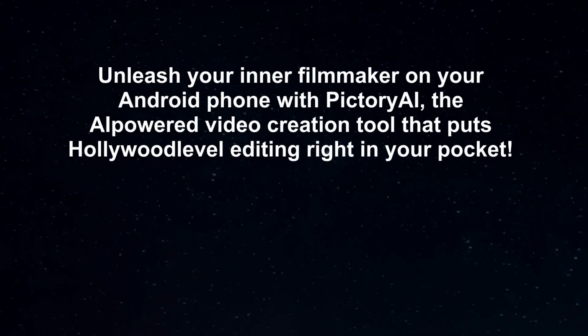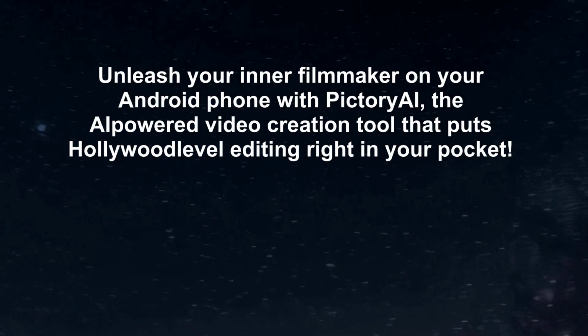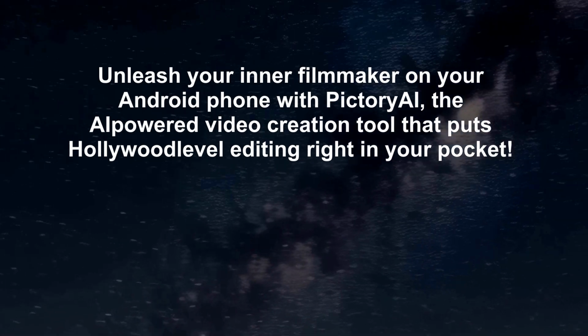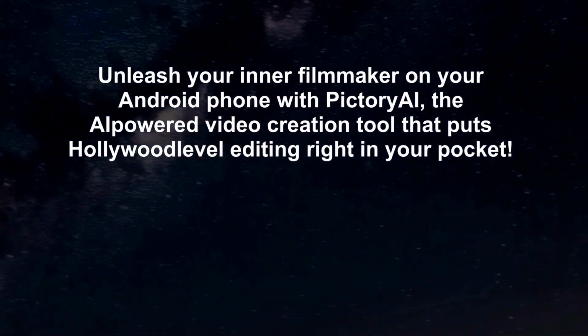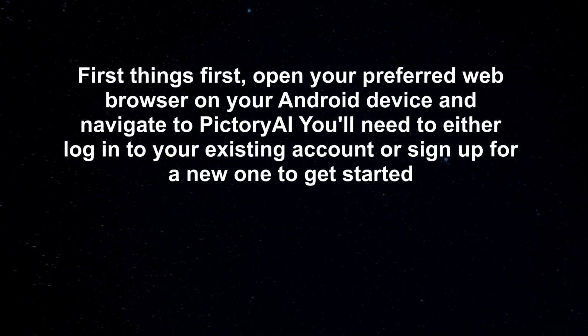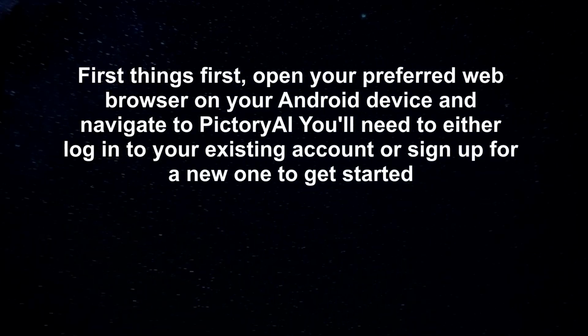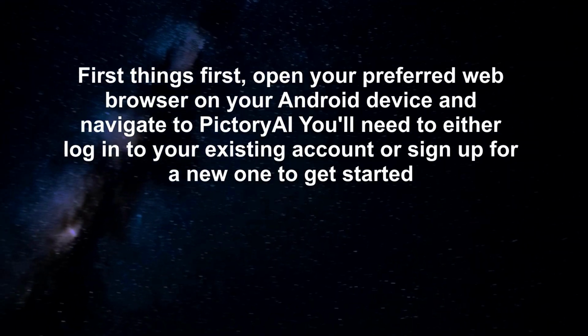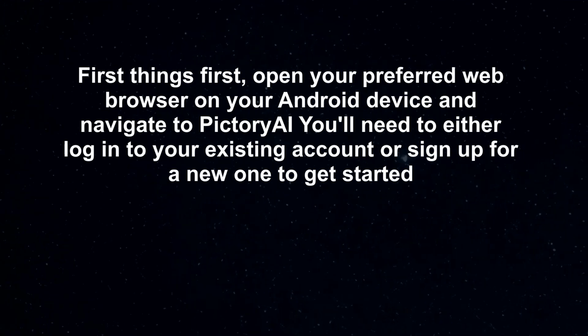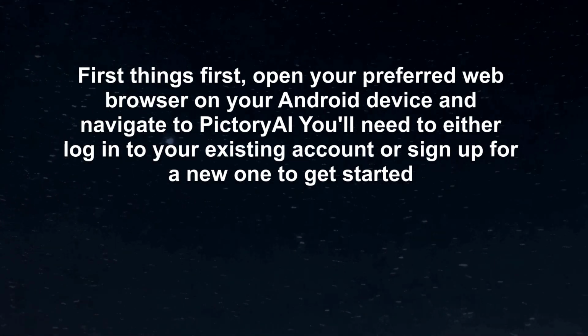Unleash your inner filmmaker on your Android phone with Pictory.AI, the AI-powered video creation tool that puts Hollywood-level editing right in your pocket. First things first, open your preferred web browser on your Android device and navigate to Pictory.AI. You'll need to either log into your existing account or sign up for a new one to get started.